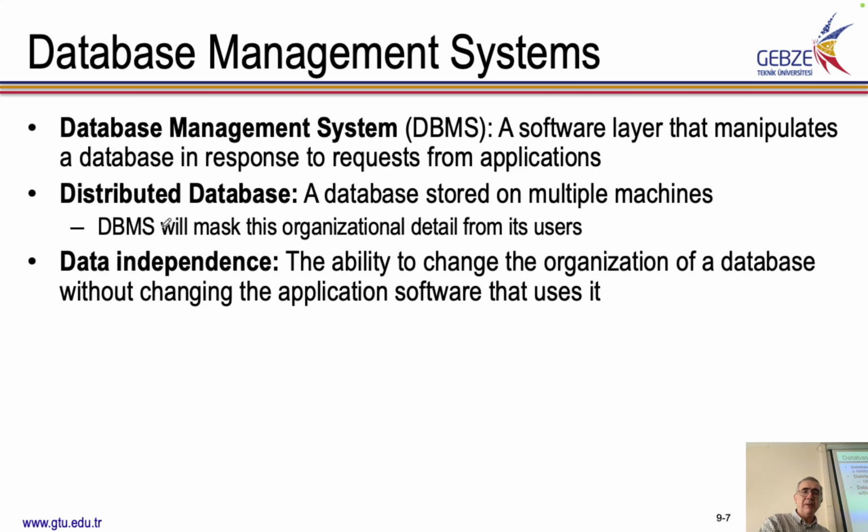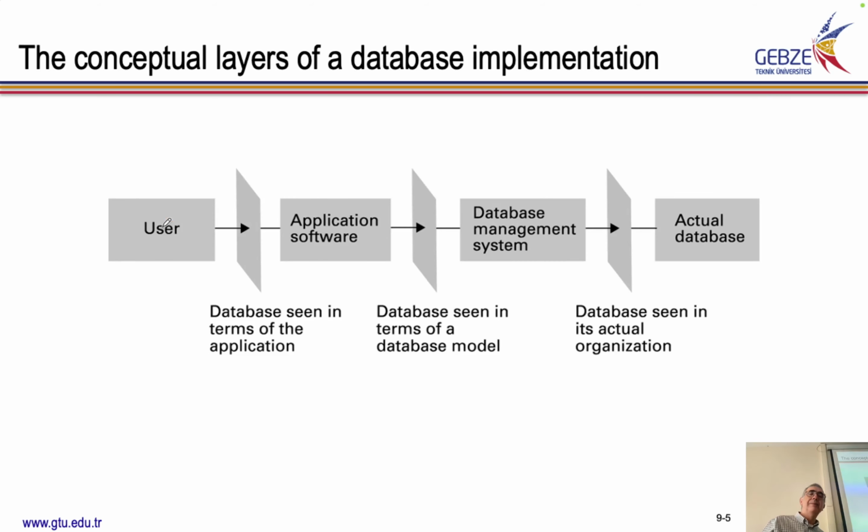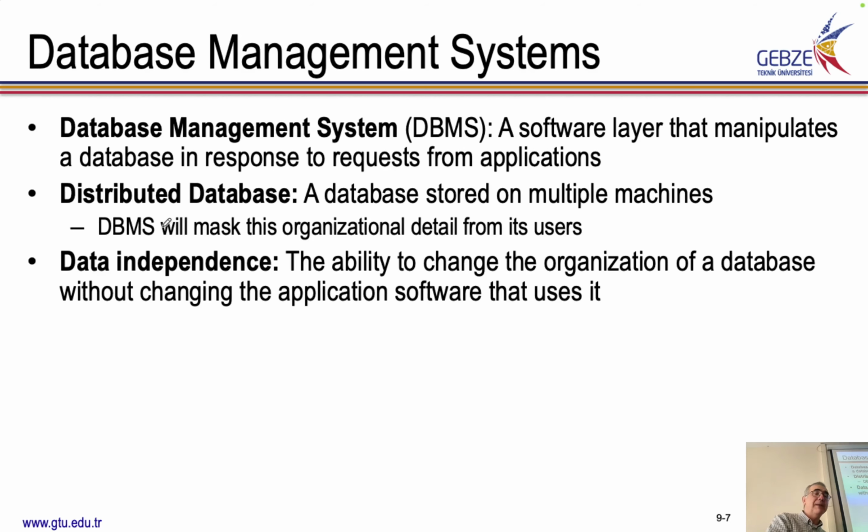Database management systems is a software layer, this layer, that manipulates database in response to requests from applications. It could be distributed. Database stored in multiple machines. It could be local distributed or widely distributed across continents, for example.